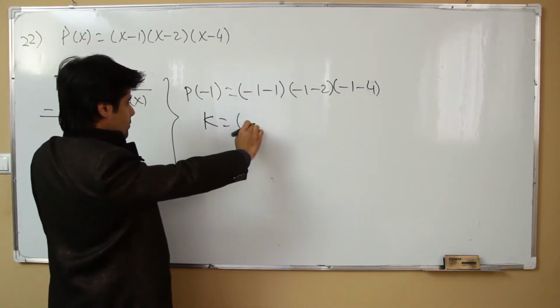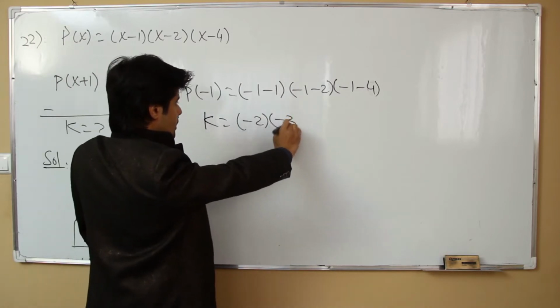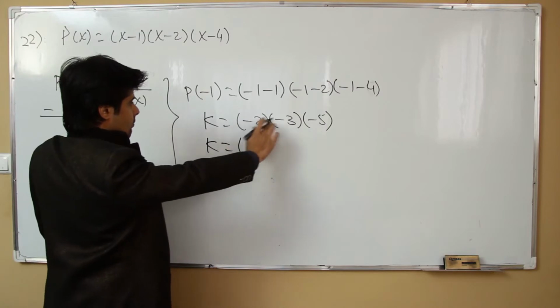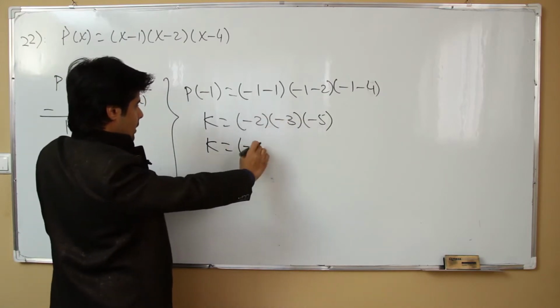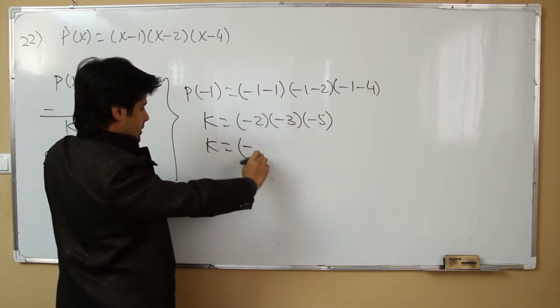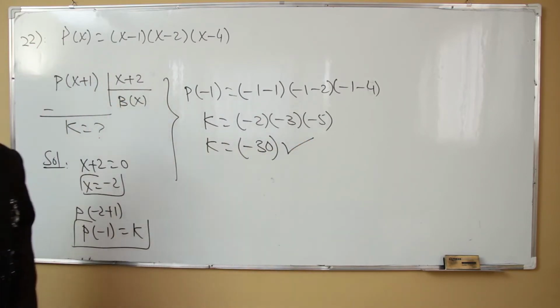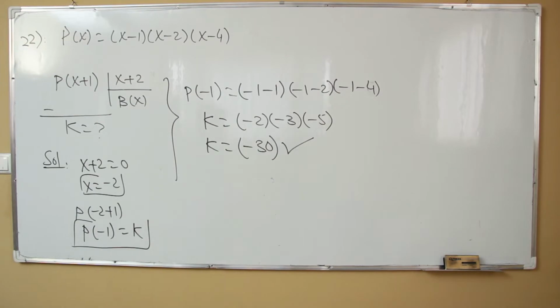So minus 1 minus 1, minus 2, minus 3, and minus 5. Now you will find k: minus times minus is plus, plus with this one, minus 2 times 3 is 6, 6 times 5, I think 30. This is the correct answer.